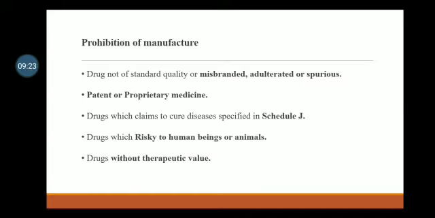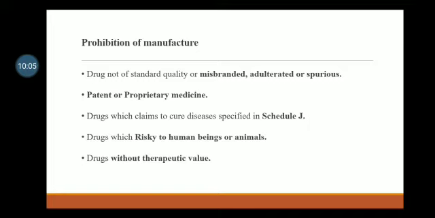Then prohibition of manufacture. According to this particular act, the Drug and Cosmetic Act 1940, the government has the power to prohibit manufacturing of drugs in India also. Firstly, in which conditions are drugs prohibited from manufacture? Firstly, drug not of standard quality or misbranded, adulterated or spurious drug. If the drugs manufactured in the country, in a particular pharmaceutical company, are misbranded or adulterated or spurious, in that condition this manufacturing can be prohibited.